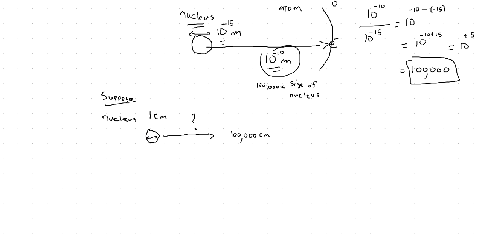100,000 centimeters is equal to 1,000 meters. 1,000 meters is approximately, it's a little more, but approximately 3,000 feet. That's a little more, it doesn't matter. But this is bigger than a half a mile.